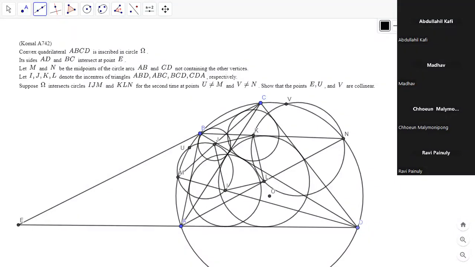UIJ is not equal to UDV. No, UDC, not UDV. I think those angles should be equal. So UIJ, whoops, let me do the other one. Yeah.